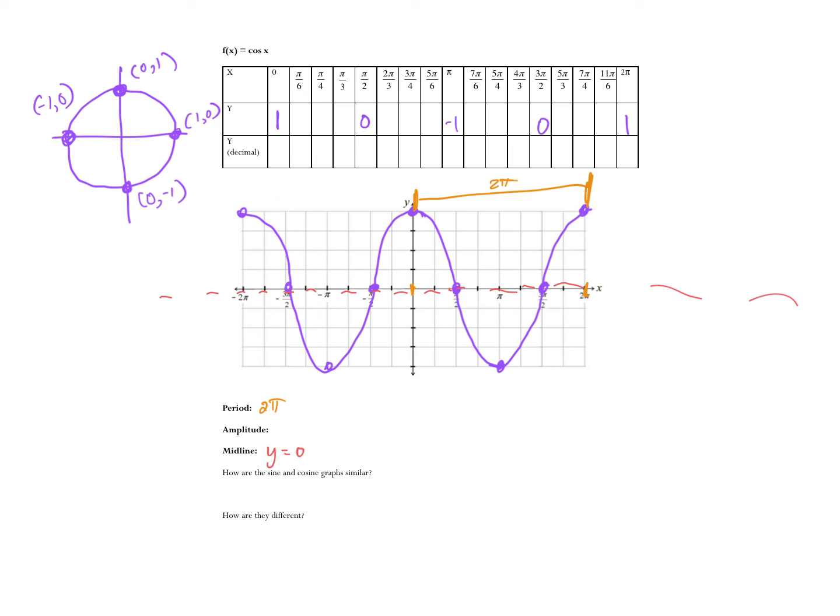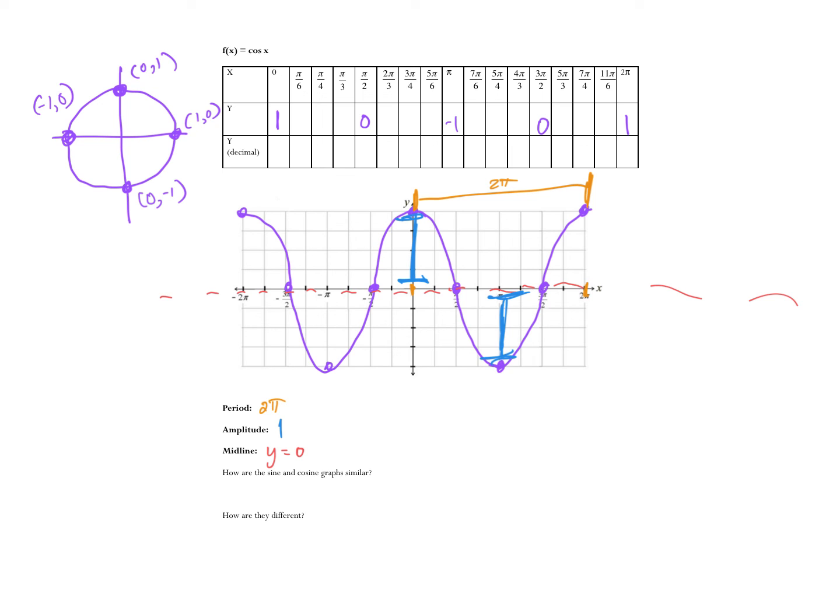Why is it y equals 0? Because to be on the x-axis, your y-coordinate has to equal 0. The other one was y equals 0 as well. Amplitude goes from here to here. You can pick any peak to any trough, and it is 1.